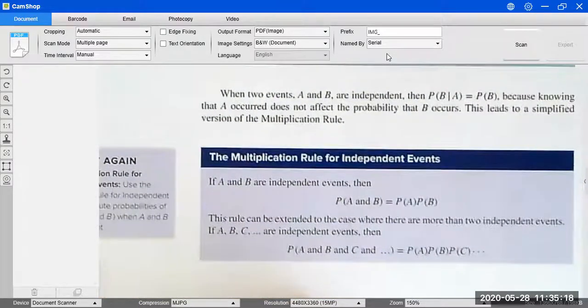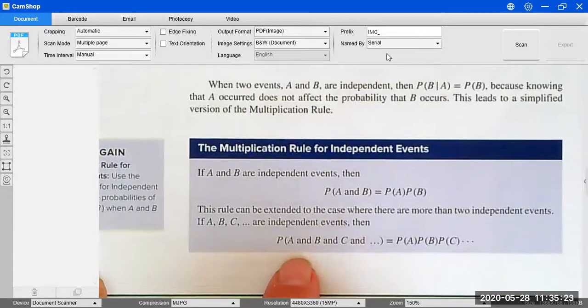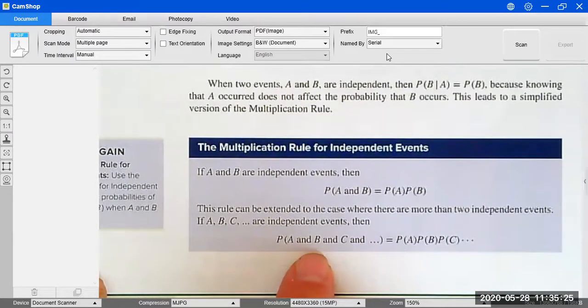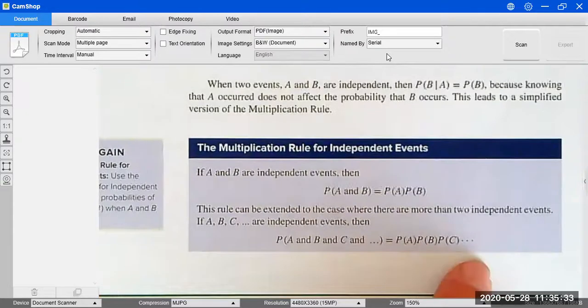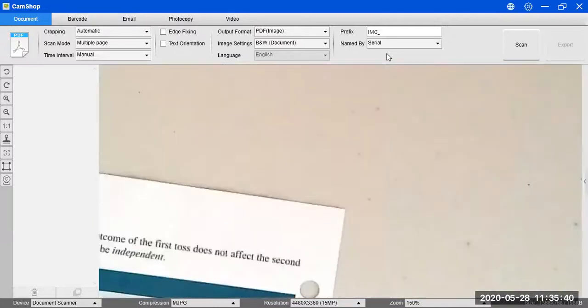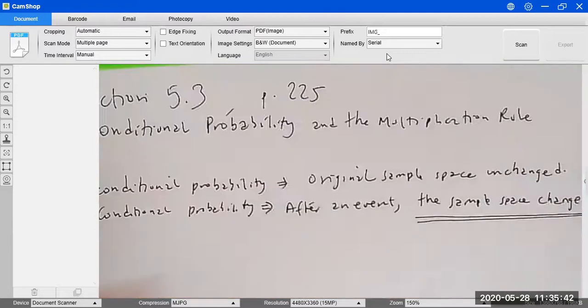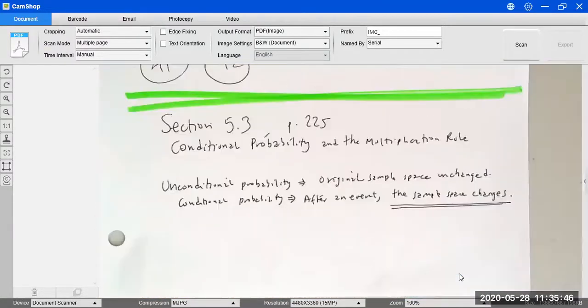And if you have many other events happening at the same time, for example, the probability of A and B and C and so on happening at the same time is going to be the probability of A times the probability of B times the probability of C and so on. It's just a generalization of this rule, but again, it only applies if you have events that are independent.